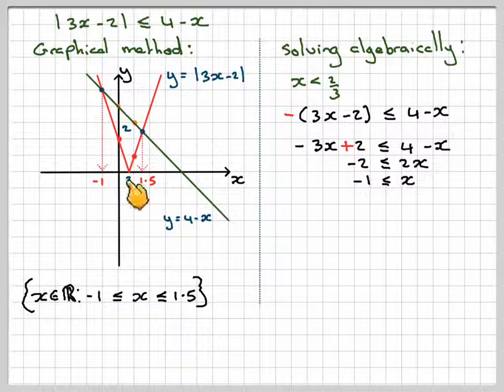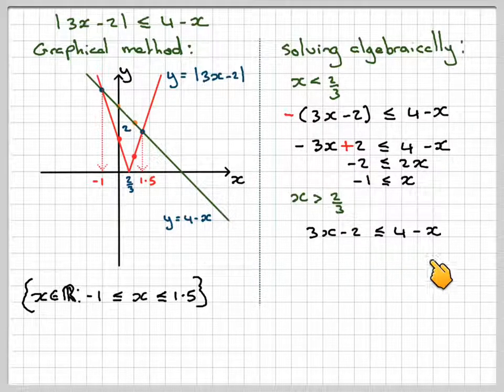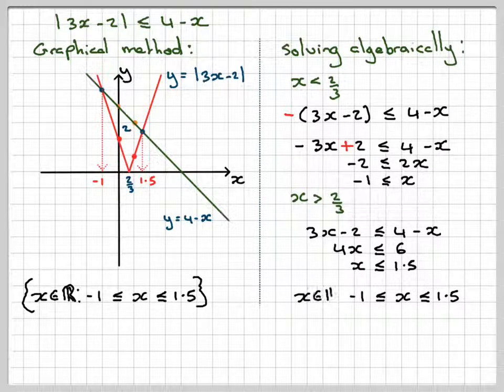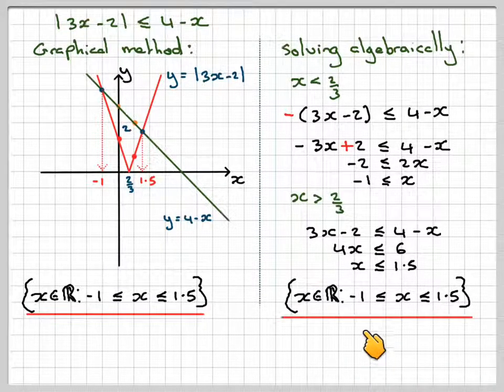And then for values of x greater than 2 over 3, then this is going to be positive, therefore it behaves like 3x minus 2 is less than or equal to 4 minus x. Solving that, we're just going to get that 4x is less than or equal to 6. Divided by 4, we get x is less than or equal to 1.5. So again, we get x belonging to the set of real numbers, x being between minus 1 and 1.5 inclusive.